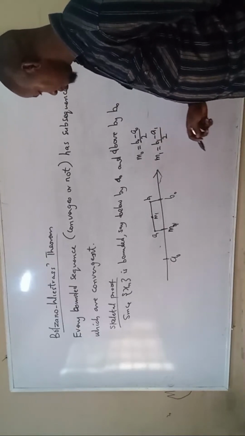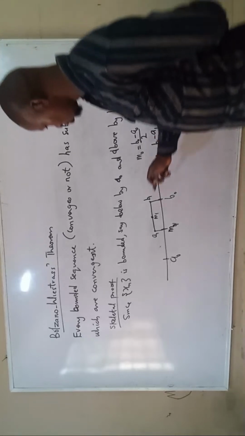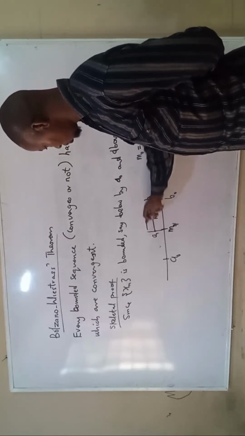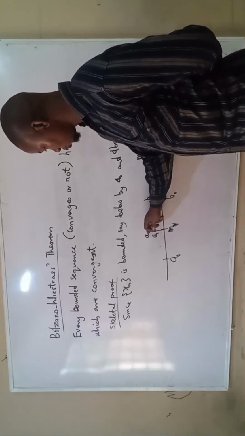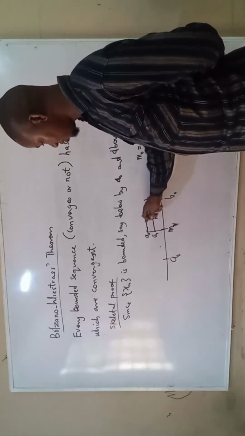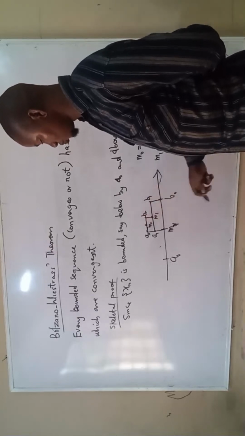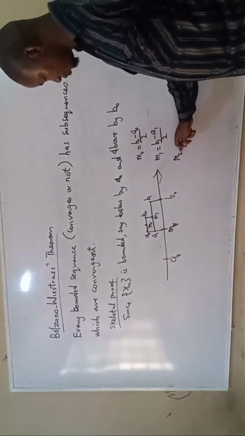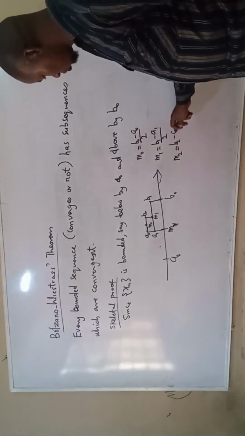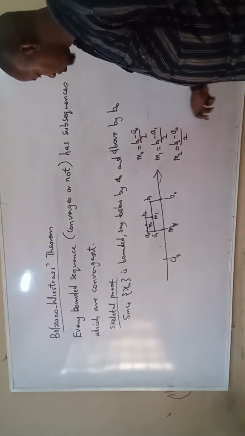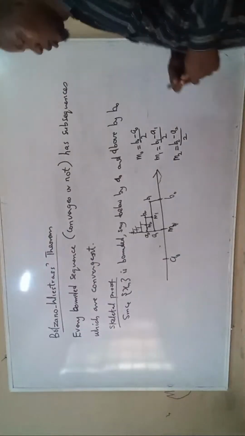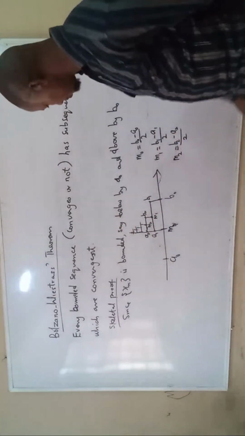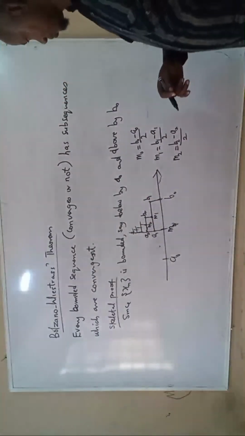Again, we now have a new interval here. I'll call this place A2, we'll call this place B2, and divide this also into 2 to have M2. M2 is the middle point between A2 and B2, so that M2 will be equal to B2 minus A2 divided by 2. We can continue to do this up to infinity, and what we will observe here is this.